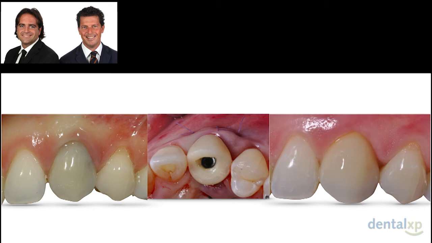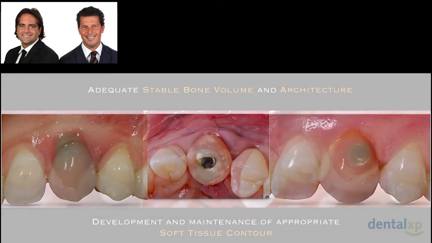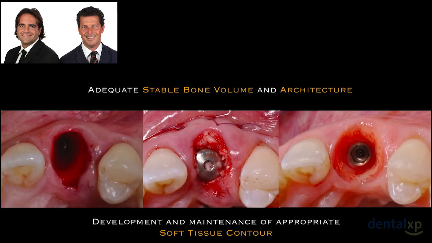And overbuilding the socket, we were able to have an adequate stable bone volume and architecture by developing and maintaining the appropriate soft tissue contour. You can see here how big this socket was, and you can see here the day of the final cementation, that we managed to maintain and to preserve everything.